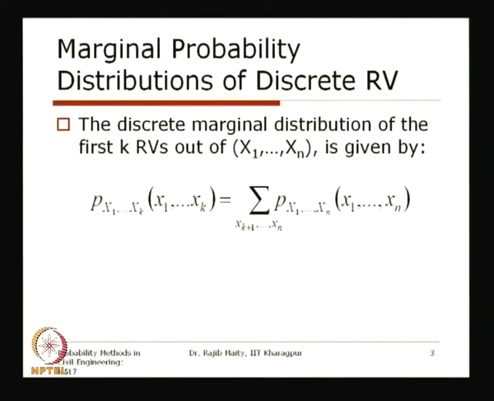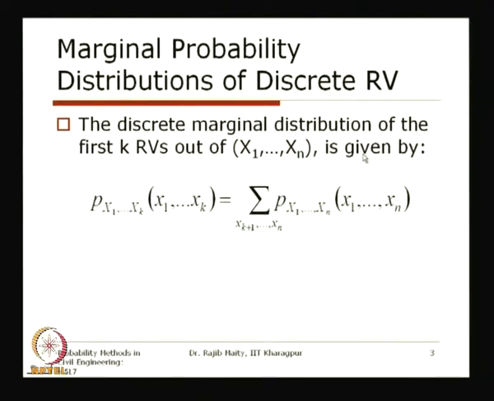First, we will take the marginal probability distribution of discrete random variables. You know that we are discussing the general case, meaning the number of random variables involved is more than 2. Suppose there are n random variables and these are discrete random variables, then we can get the marginal distribution of a subset of the total random variables. For example, here we are taking the first k, so the discrete marginal distribution of the first k random variables out of x1 to xn. Obviously, k is a subset of these n random variables.